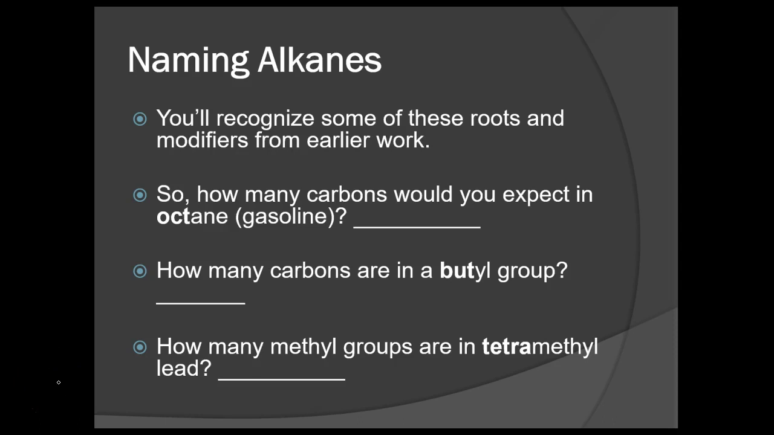You should recognize some of the roots that we just described from earlier courses that we've done. So for example, how many carbons would you expect octane to have? Octane is part of gasoline, and you would expect it to have 8 carbons. How many carbons are in a butyl group? A butyl group will have 4. And how many methyl groups are in tetramethyl lead? Tetra, again, is 4. So all of these little prefixes that we add on to things are going to become very important. Make sure you spend the time to get them memorized.